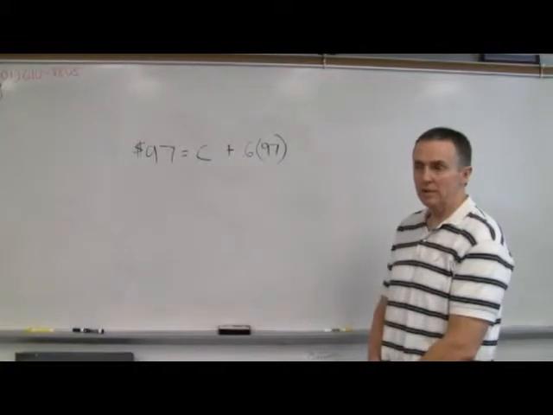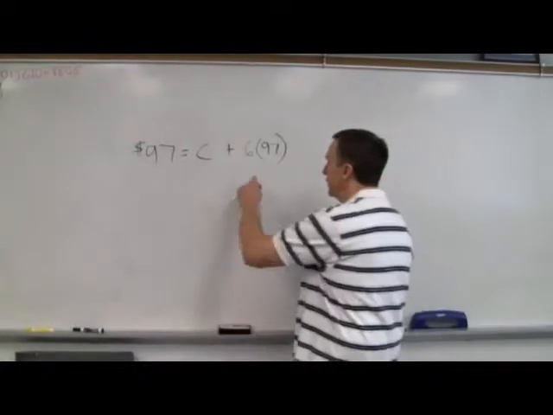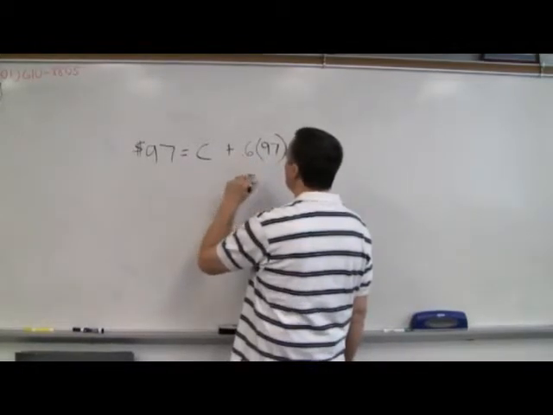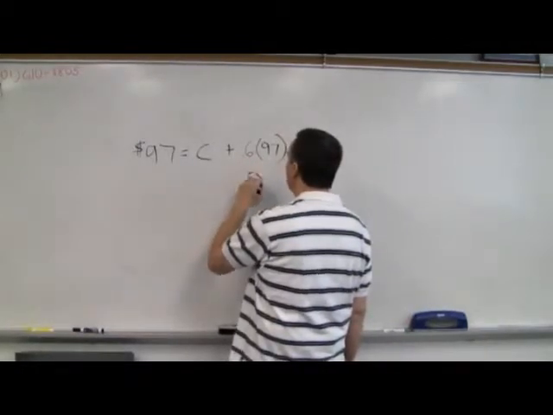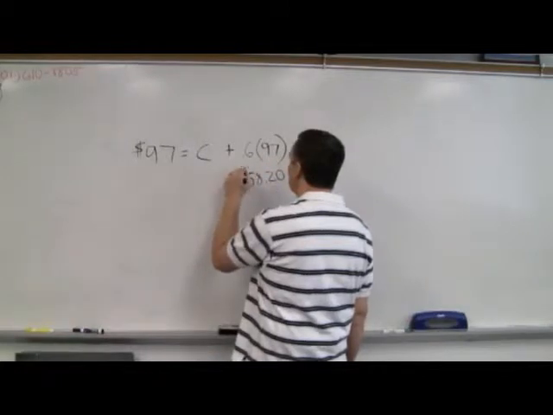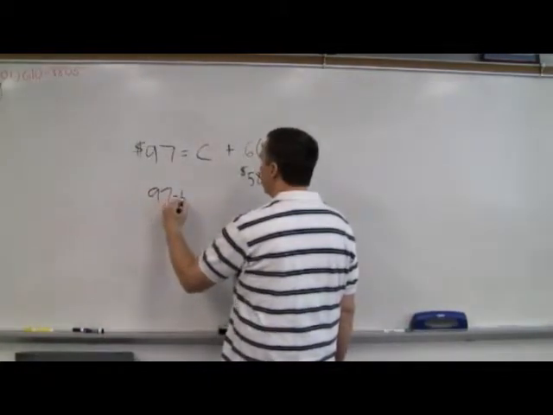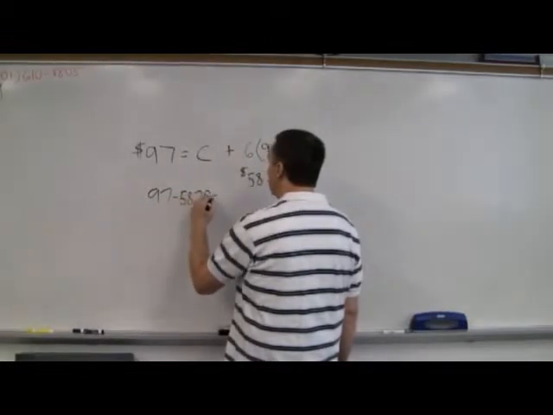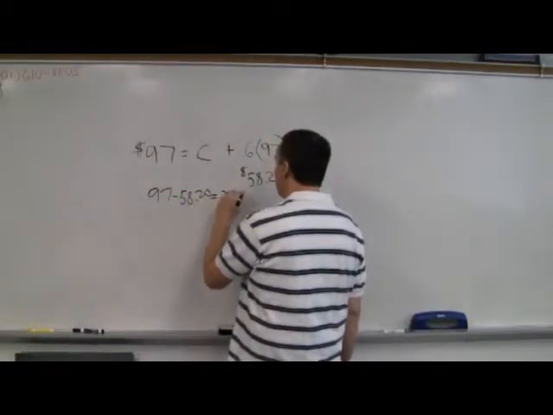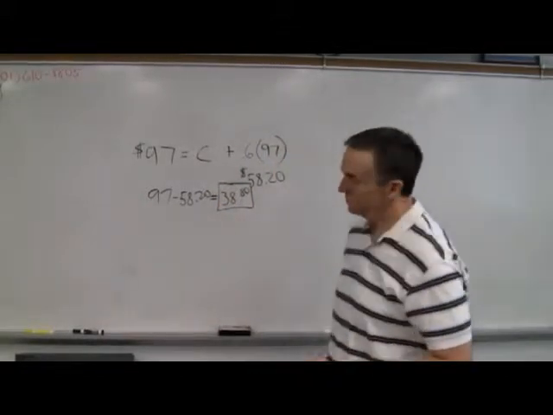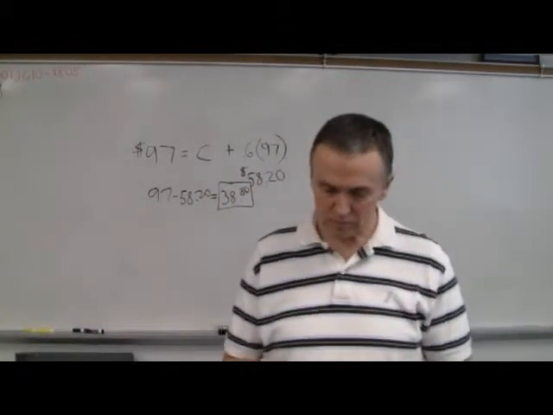How does this work? So again, we subtract 0.6 from both sides. What does this work out to be? $58.20. So $97 minus $58.20 is $38.80. $38.80 is the cost. All right. Good. You can do that?